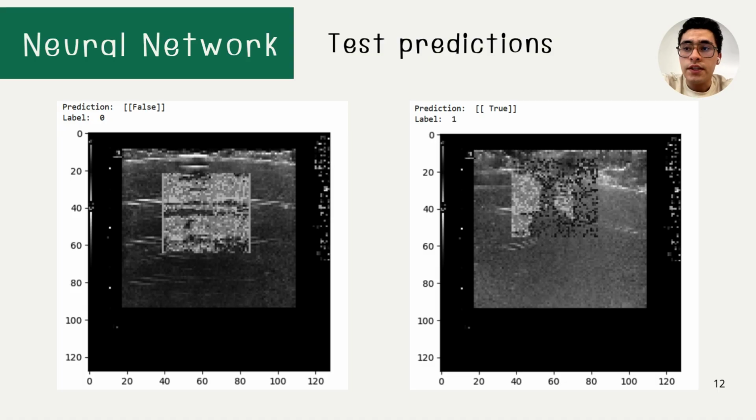Using a simple scratch function to test prediction, we can see these two examples where the model classified well. From the first image, we can see that it's a healthy vessel and the model predicts healthy. And the other one is with stenosis and the model predicts stenosis.